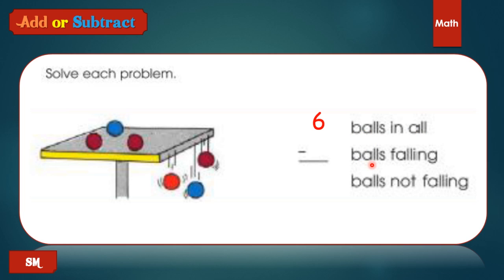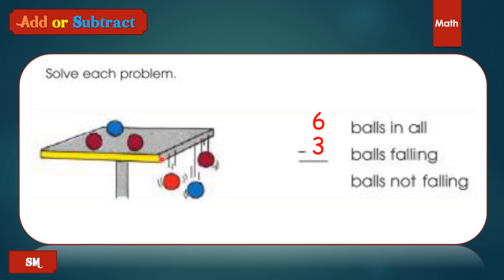And he told me how many balls are falling. Okay, let's count how many fall here. 1, 2, 3. We have 3. How many balls are not falling? Okay, wait a minute. You said at the start, I have 6. So all of them are 6. 3 of them are falling. When they fall, I want to know how many are not falling.